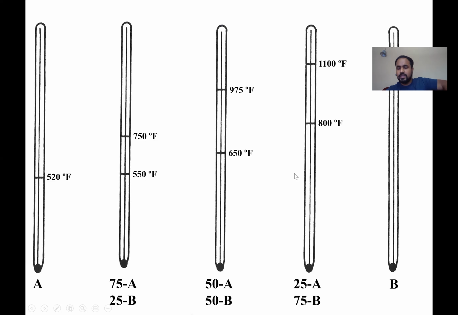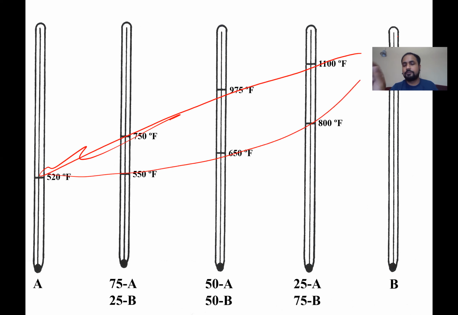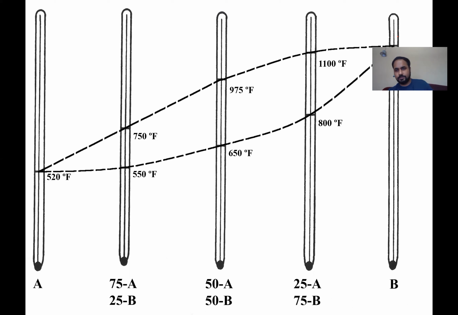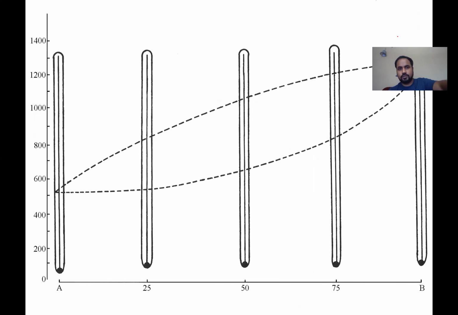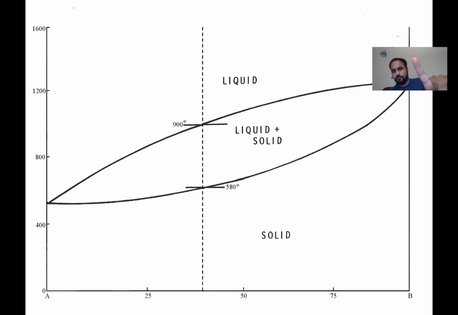Now, if we make it nicer and connect these dots, something like that, then you'll get an overall idea for what composition, what kind of temperature range I'm getting. So if we make it clean, it looks something like this. Now let's clean it even further. We have temperature on the y-axis and composition on the x-axis. And let me remove the thermometer. And this is what you get. This is called the phase diagram.